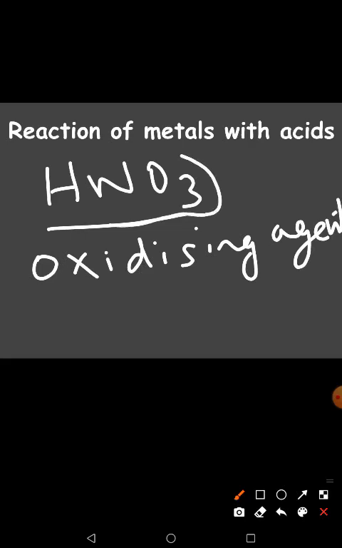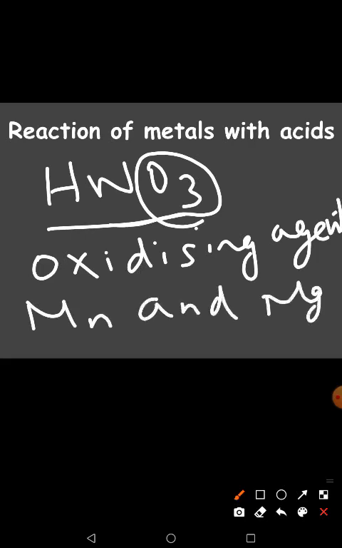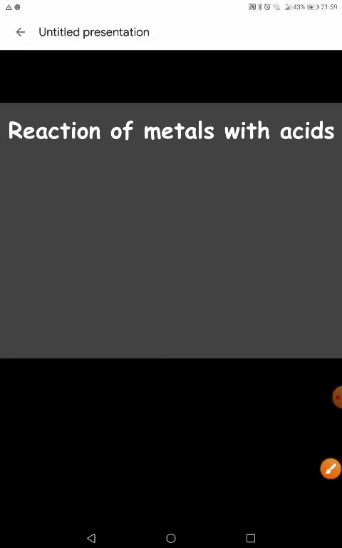It contains an oxygen molecule. So, this oxygen molecule will make it react only with metals like manganese and magnesium, okay, to produce hydrogen gas. In other cases or with other metals, this oxygen molecule present in nitric acid oxidizes the generated hydrogen gas into a water molecule. It will lead to the formation of water. Clear to you? See, once again I'll explain you.